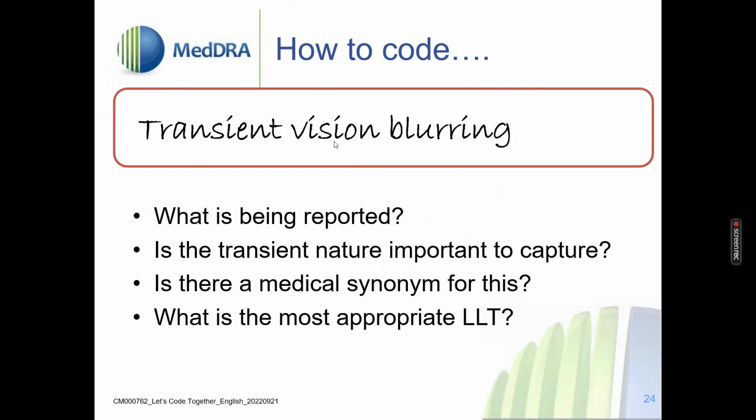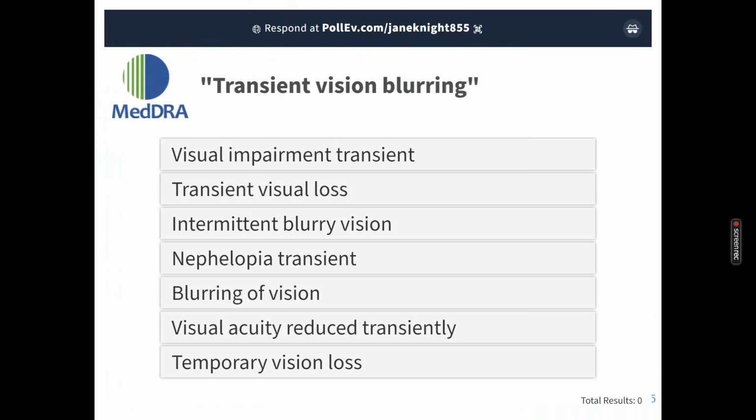Yes. Now, next example is transient vision blurring. So what's being reported here? Is the transient nature of the vision problem important to capture? Is there a medical synonym for blurred vision that we may not be aware of? And overall, what is the most appropriate LLT? Those are the sort of questions we consider with any term, aren't they?